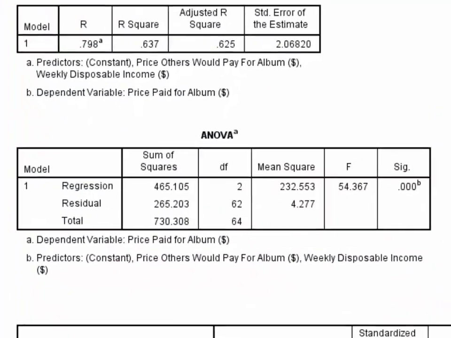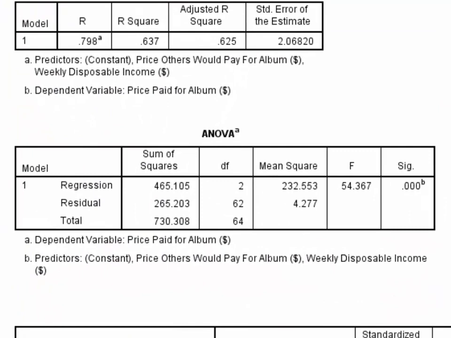The ANOVA table reports the null hypothesis significance test for R². The null hypothesis for this test is that R² does not depart significantly from 0. Here we can reject this null hypothesis because the significance value is less than alpha, which we typically set at 0.05. So in other words, R² departs significantly from 0. In combination, the predictors can account for a significant proportion of the variance in prices paid for the album.